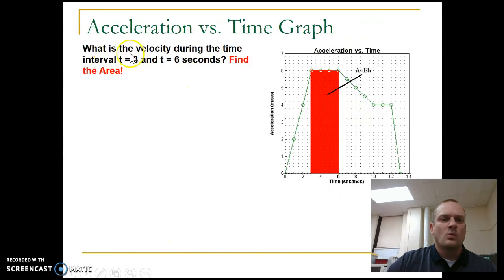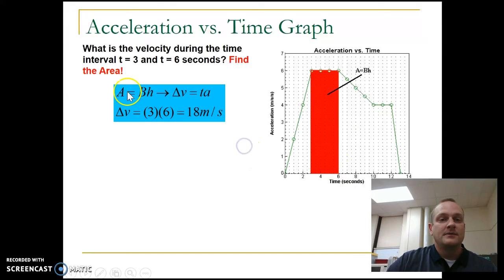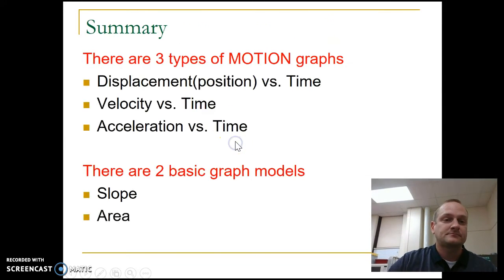Let's look at this for a second, right? What is the velocity during the time interval from 3 to 6 seconds? So this is an acceleration versus time graph. I'm looking from 3 to 6 seconds. I'm looking at this area here, right? So this is the area from there to there, all the way down to the horizontal axis. If I find the area here, that's going to give me the velocity, or at least the change in velocity. And so that's going to be 3 times 6, or I get 18 meters per second.